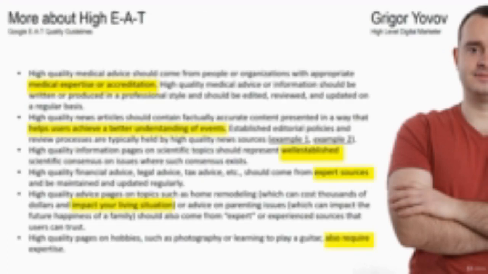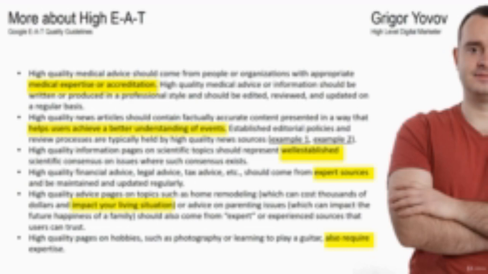Now, Google states different scenarios in order to evaluate different websites and different topics of a website according to their purpose. Here are some examples from the document, and they could be useful if you are developing a website or working on SEO for websites on different topics. These are just a few. High quality medical advice should come from people or organizations with appropriate medical expertise or accreditation. And this is very important because you already know that this is a YMYL page.